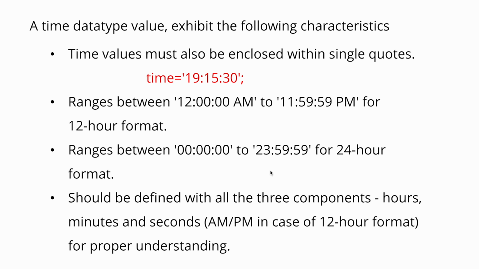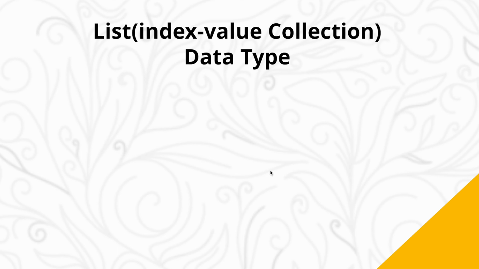Okay, if we are using the 12-hour format, we will be providing the hours, minutes, seconds, and the AM and PM formats. Okay, so if it's a 24 hours format, we provide only the hours, minutes, and seconds. Then comes the list data type.